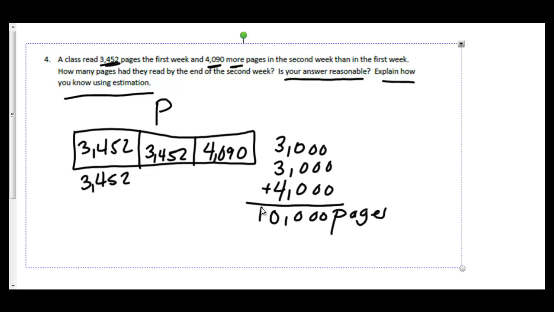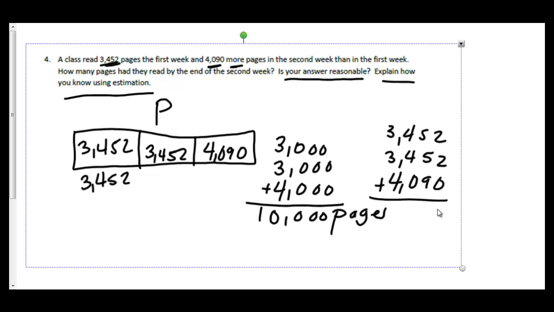And now I'm going to find my actual answer. So I've got 3,452, 3,452 plus 4,090, and then 15, and then I have 10.